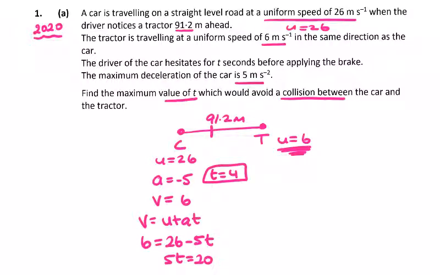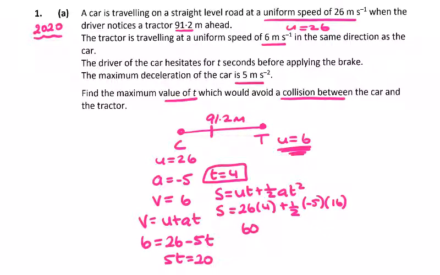Now how far will he travel in those 4 seconds? s is equal to ut plus a half at squared. It could be a she, of course. s is equal to 26 times 4 plus a half by minus 5 by t squared, which is 16. So 8 by minus 5 is minus 40. 104 minus 40 is 64 meters. So he has traveled 64 meters when he hits the brakes. Just be careful: 104 minus 40 is 64.